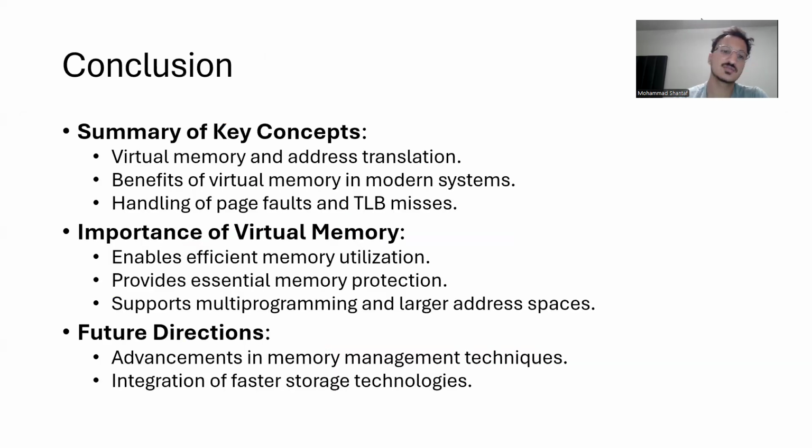Alrighty. So just a quick conclusion and a summary of what we did today. The key concepts are virtual memory and address translation, and the benefits of virtual memory we went over and why they can be helpful compared to secondary and main memory. Then the importance of virtual memory is that it enables efficient memory utilization and provides essential memory protection. As for future directions, there would be advancement in memory management techniques and probably integration of faster storage technologies to avoid any issues and faults that can happen in current virtual memory.